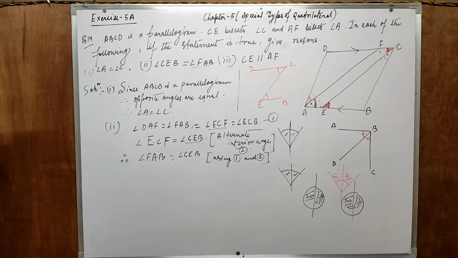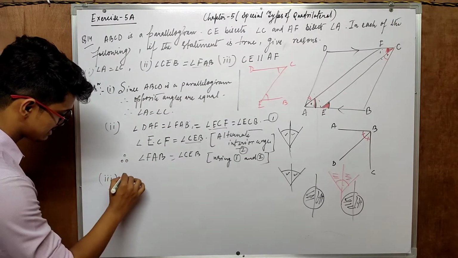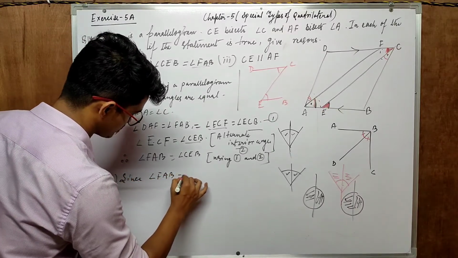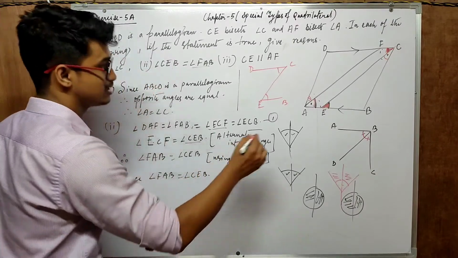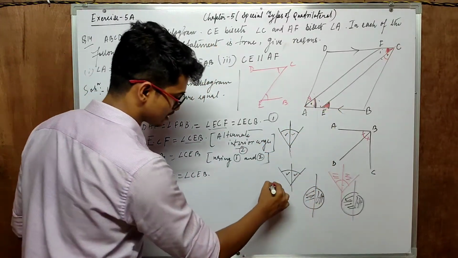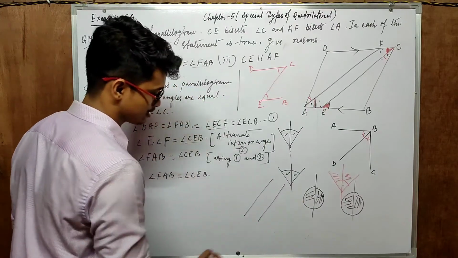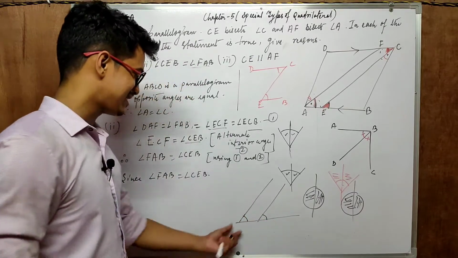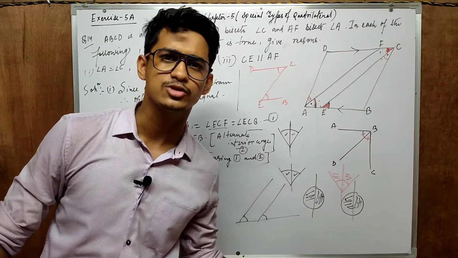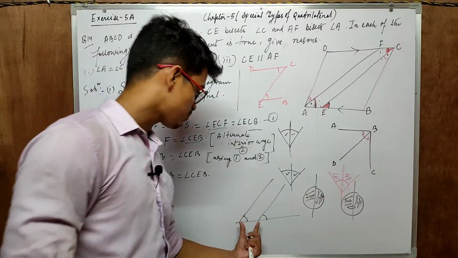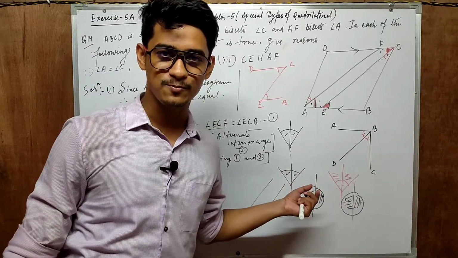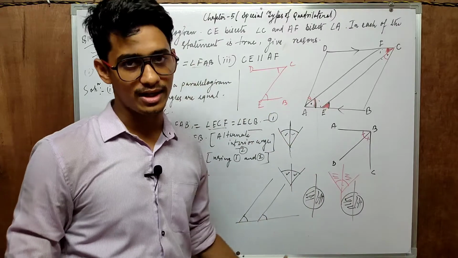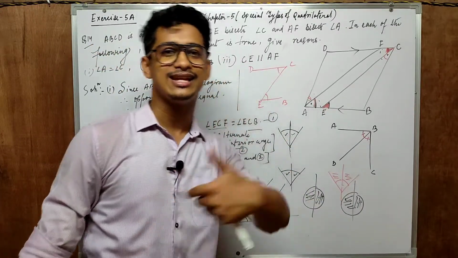Done. Last but not the least, that is the third portion. Since FAB equal to CEB, these two are equal, no? So it is showing something like these two lines and there is one transversal. This angle is equal to this angle. It actually reminds us of which type of property? That is corresponding angle. So if corresponding angles are equal, that means lines are parallel. That is a vice versa statement. If lines are parallel, then corresponding angles are equal, and if corresponding angles are equal, then lines are parallel.